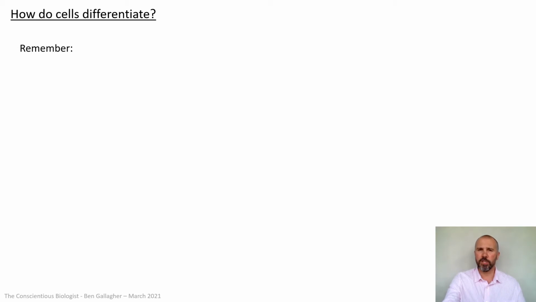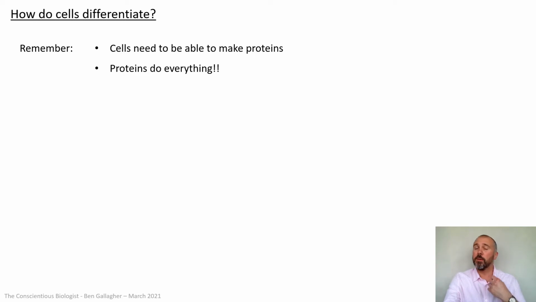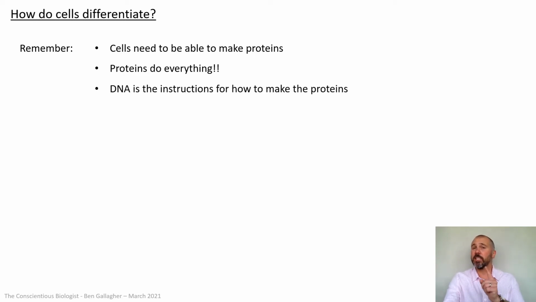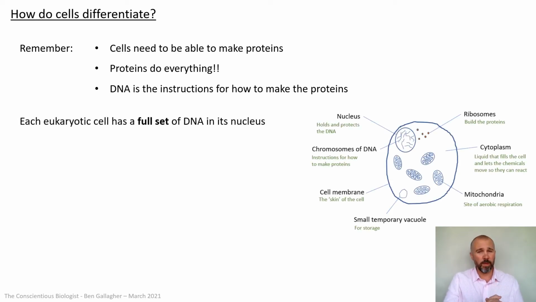So let's start off by quickly going through some of the stuff from GCSE that you should remember about how cells differentiate. So some key things. Firstly, remember, cells need to be able to make proteins because those proteins will do pretty much everything for the cell. Now, DNA is the instructions for how to make those proteins. So what we're talking about with eukaryotic cells is that each cell has a full set of DNA in its nucleus. And by full set, I mean every single gene that organism can make for every single protein that organism can make is contained within the nucleus of almost every single cell in their body.